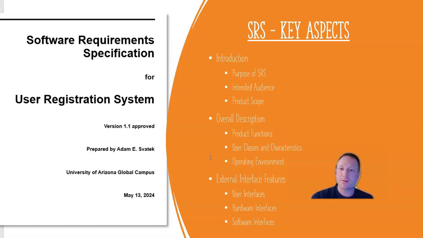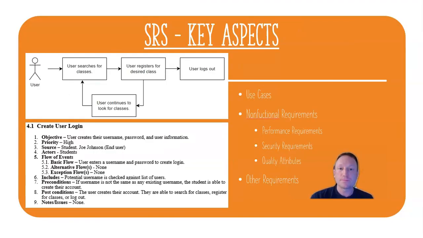The next section talks about the external interface features, including user interfaces, hardware interfaces, and software interfaces. Next, the SRS covers some key aspects such as use cases, and here's a use case diagram which shows the user going onto the website and searching for classes. The user will register for desired classes or continue to look for more classes. Once the user is done registering for classes, they will log out.